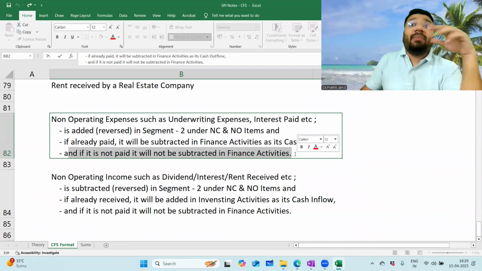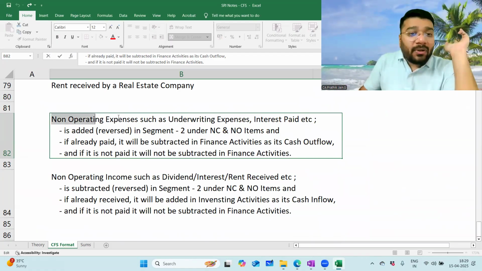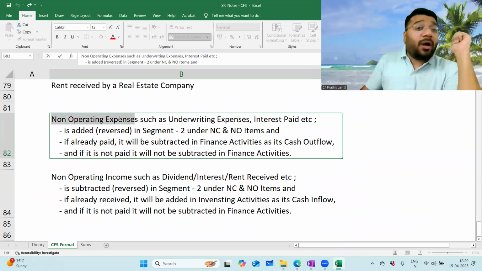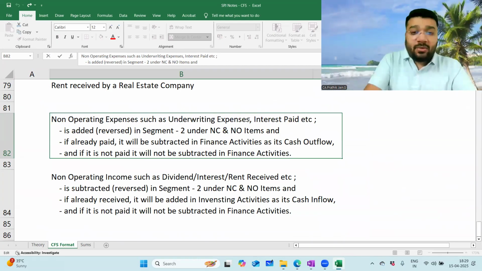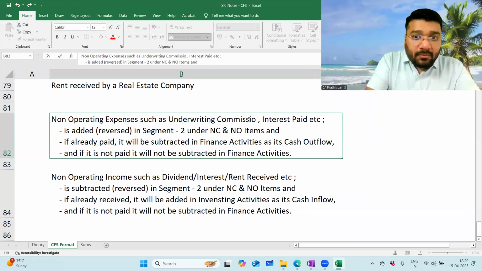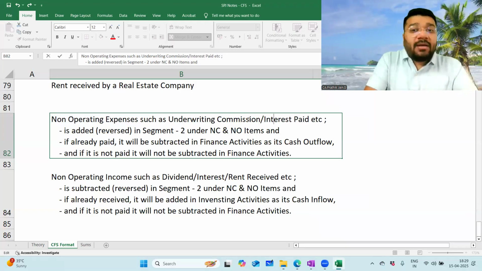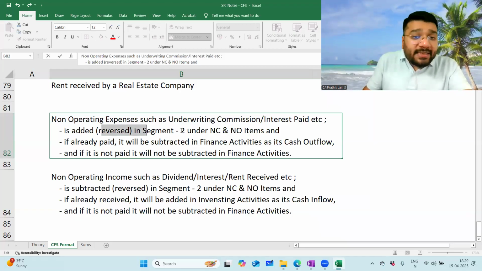Non-cash, non-operating only, but money not paid. Non-cash you can say, but if I say non-cash, people get confused with the non-operating item. One more time. Non-operating expenses such as what? Underwriting commission paid, interest paid. I'll just change the word. Underwriting commission or interest paid. This will be reversed in segment 2.